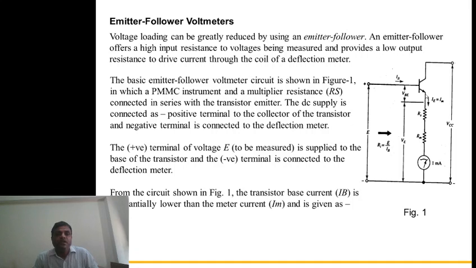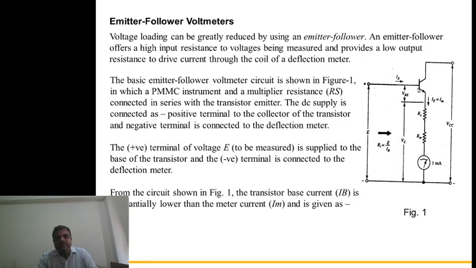The basic emitter follower voltmeter circuit is shown in this figure, with a PMMC instrument and a multiplier resistor. I have already explained this PMMC instrument. It means a pointer, where I am writing 1 ampere, and this RM. Actually it works as an ammeter, and we have connected a series resistance RS so that this particular ammeter is converted into a voltmeter. That is the overall circuit. The DC supply is connected with its positive terminal to the collector of the transistor, and the negative terminal is connected to the deflection meter. See this particular diagram, that is the negative terminal, and that is our deflection meter. Similarly the positive terminal of the voltage is connected to the input. So that's all about the PMMC instrument.